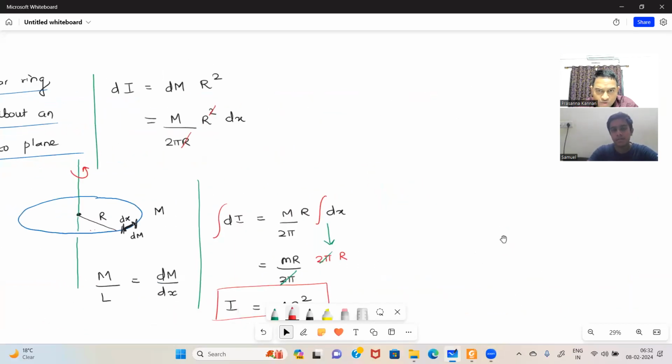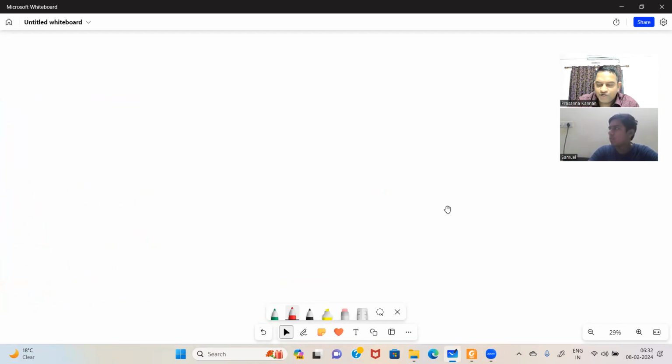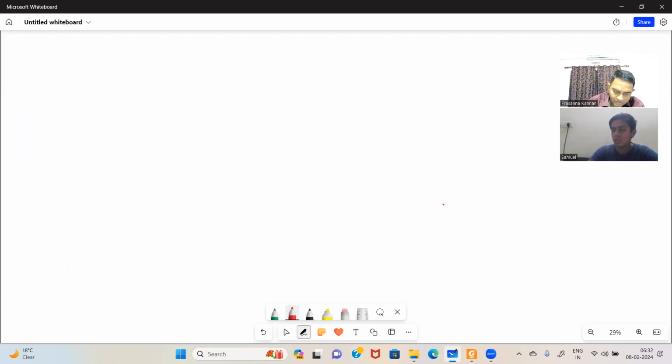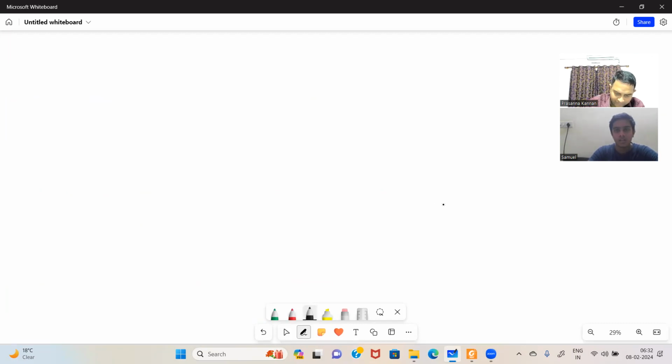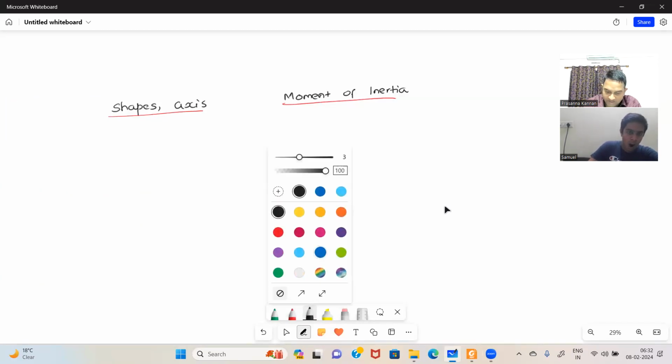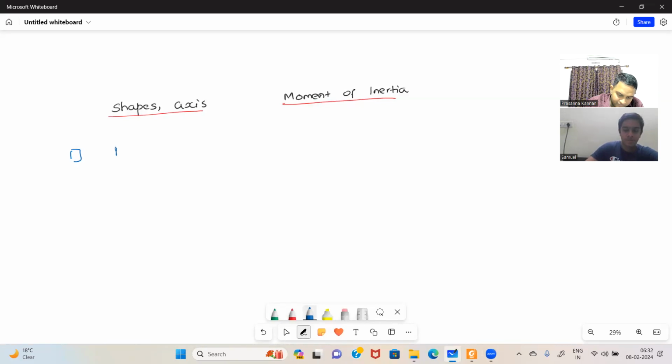Okay. Now I'm going to just give you a list of different shapes with the axis and their moment of inertia. So the first one, as we had seen, rod, correct? It is incomplete if I don't mention where the axis is.